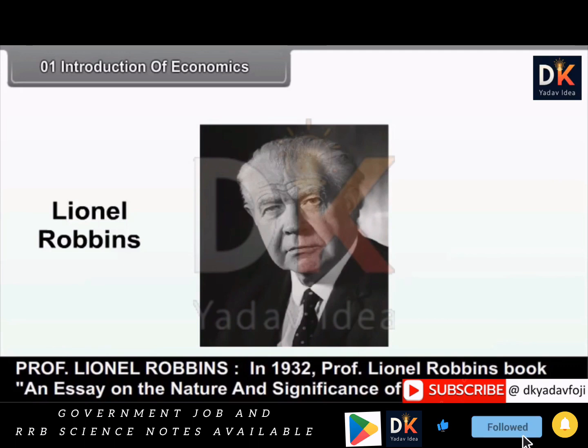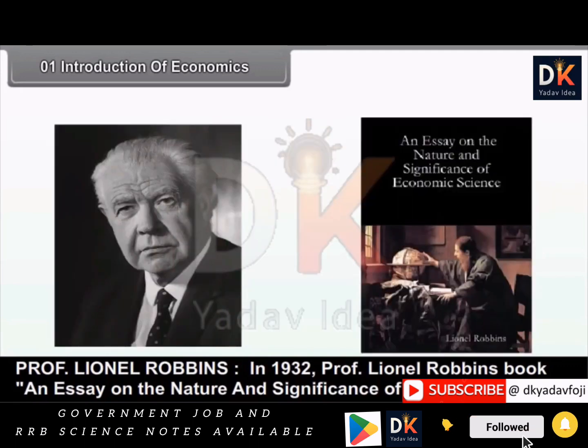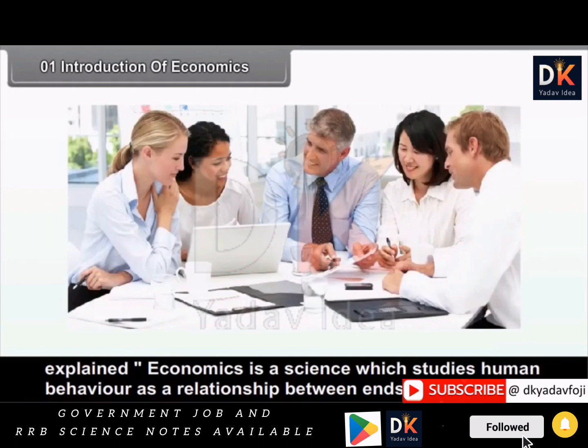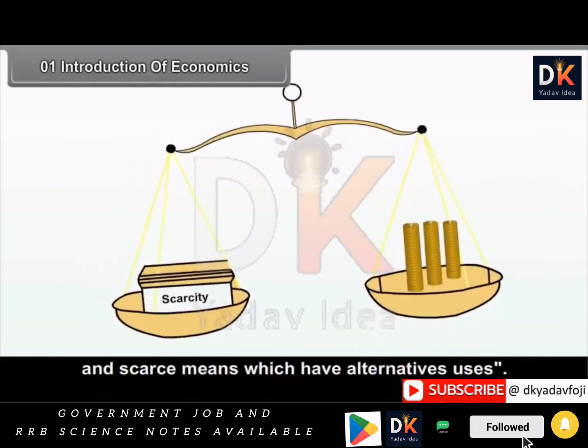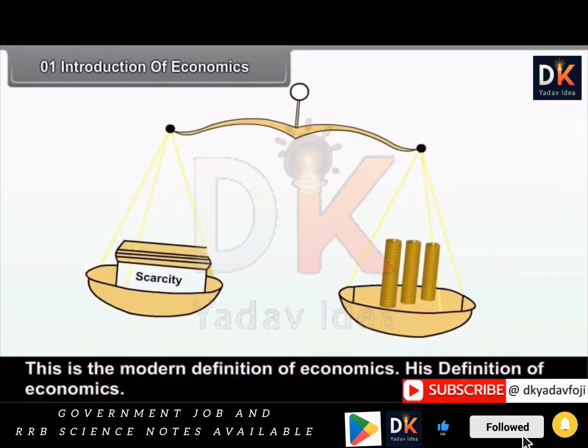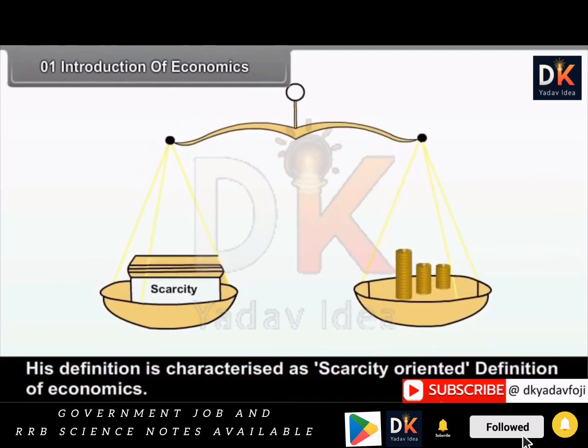Professor Lionel Robbins. In 1932, Professor Lionel Robbins' book An Essay on the Nature and Significance of Economic Science explained, economics is a science which studies human behavior as a relationship between ends and scarce means which have alternative uses. This is the modern definition of economics. His definition is characterized as the scarcity-oriented definition of economics.